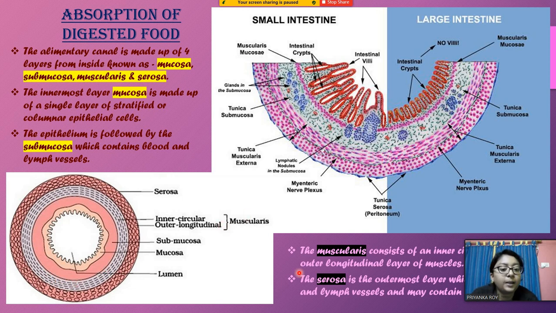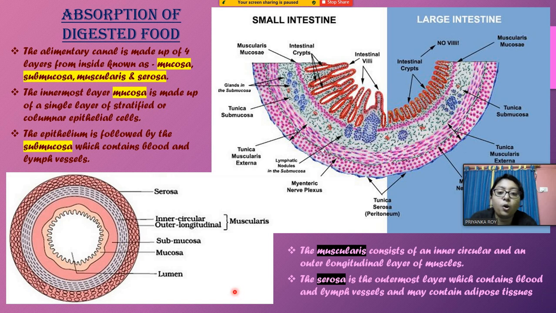So muscularis, as the name itself suggests, it has a layer of circular muscles and an outer layer of longitudinal muscle. So these two layers make up the muscularis: the inner layer is the layer of circular muscles, and the outer layer is the layer of longitudinal muscle. Okay, now after that the outermost layer is known as serosa, which contains blood and lymph vessels, and it may also contain adipose tissues. So these 4 layers make up the wall of our alimentary canal, from the inside to the outside.